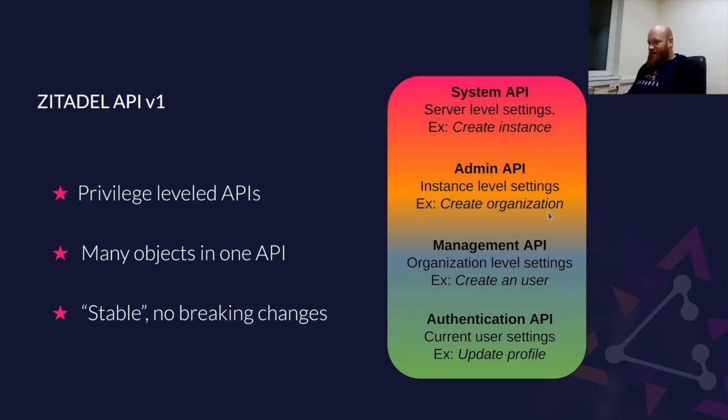The admin API manages instance level settings. For example, here is where you can create an organization inside an instance. On the management API, we have organization level settings, for example, create and manage users. On the authenticated API, the current user can manage their settings, for example, update their profile information.